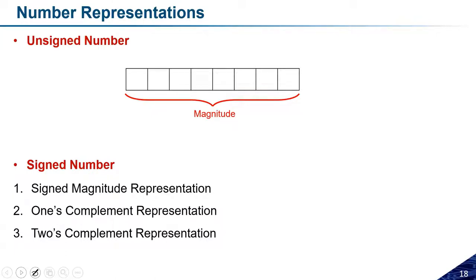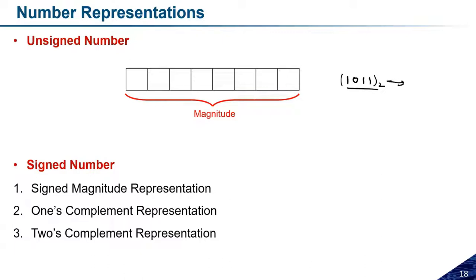So these are the three ways to represent signed numbers. Let us discuss them one by one. Unsigned numbers are very easy to understand. Let us assume I have a 4-bit number, 1011, in the binary number system.